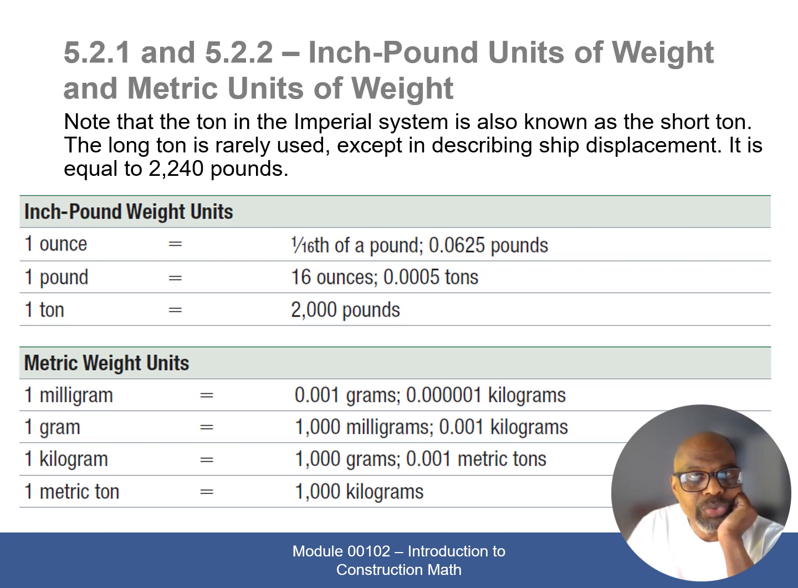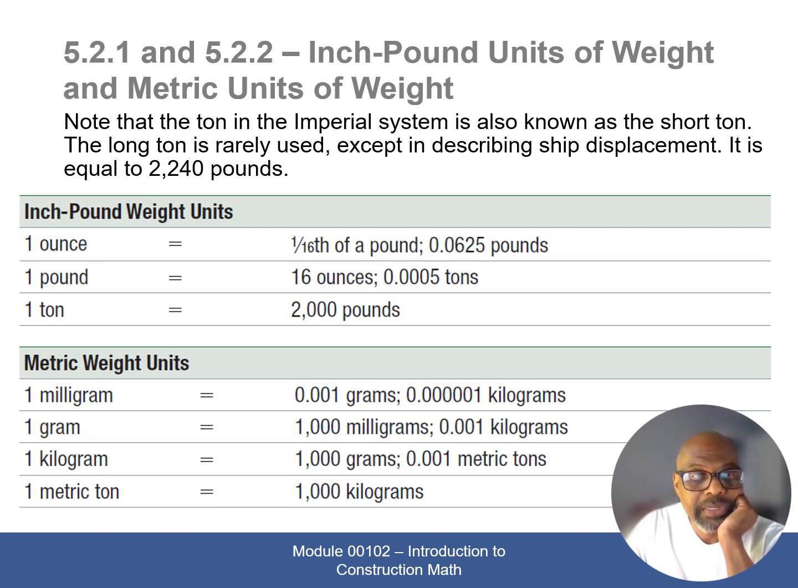So when it comes to weight, we measure something in the English system by ounces, pounds, and tons. It takes 16 ounces to make 1 pound, so an ounce is 1/16 of a pound. Now, when it comes to tons, it takes 2,000 pounds to make 1 ton.